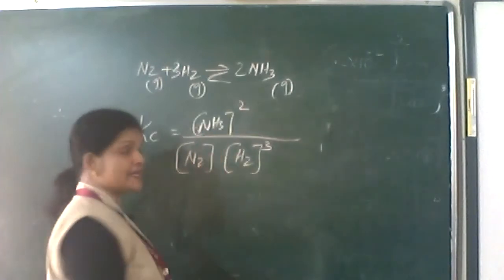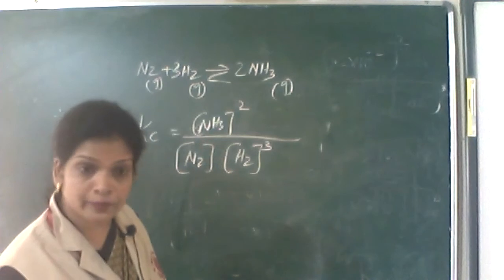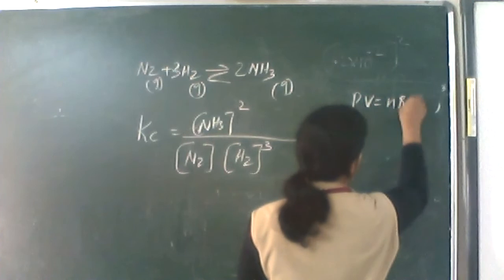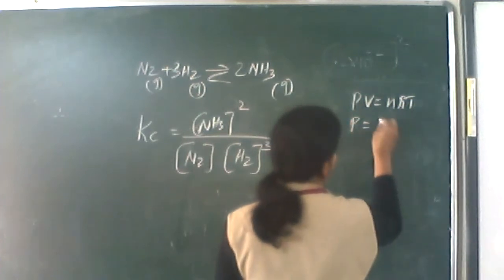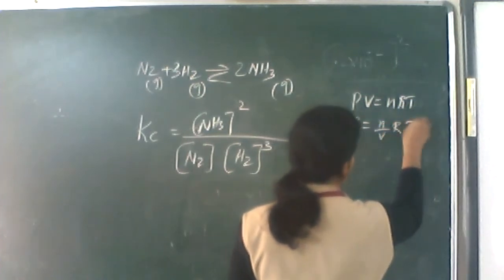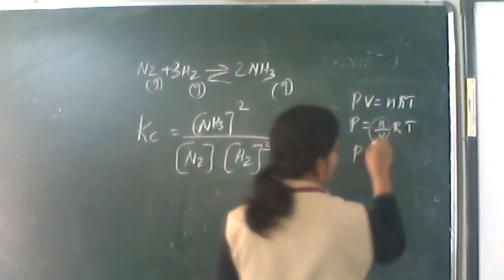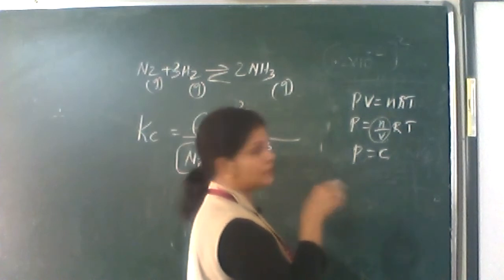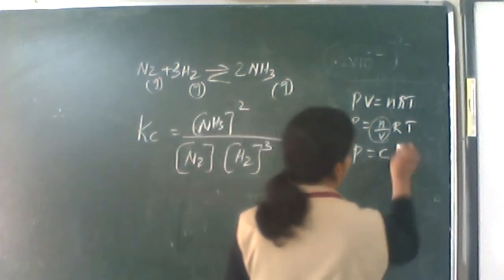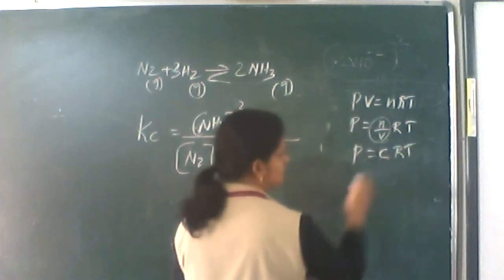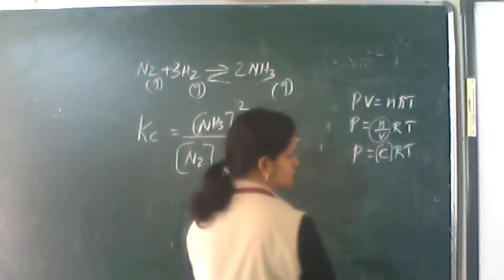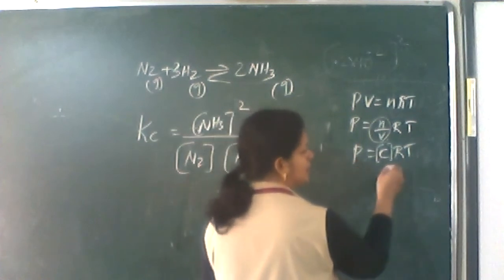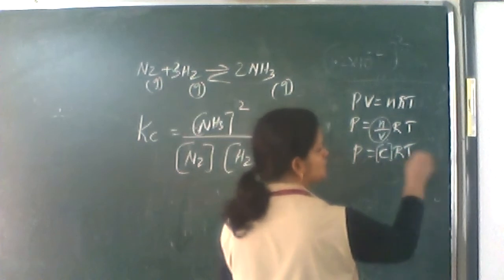Concentration of a gas can be converted into pressure by using PV is equal to nRT, or P is equal to n by V RT. n by V means number of moles in 1 liter, since V is in the denominator. So P is equal to CRT, where C means the concentration. So pressure of a gas can be written as its concentration into RT.